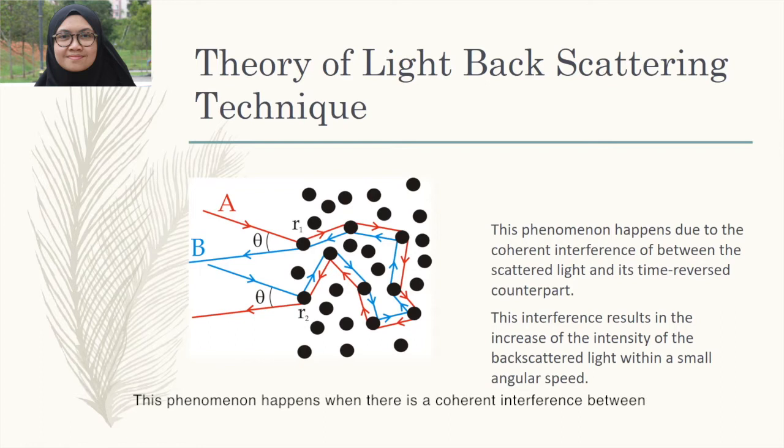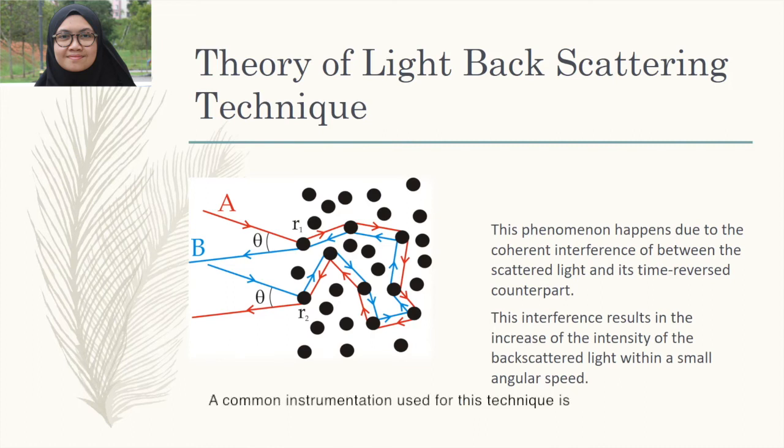This phenomenon happens when there is coherent interference between the scattered light and its time reverse counterpart. Here you can see the laser beam is moving randomly, and this A here is the scattered light and B is its time reverse counterpart. Due to this interference, the intensity of the backscattered light increases nearly twice the diffused intensity within a small angular space. So what light backscattering is trying to show us is that when light is incident towards a random medium and undergoing Brownian motion, it experiences weak localization, which results in an increase in intensity of the backscattered light.